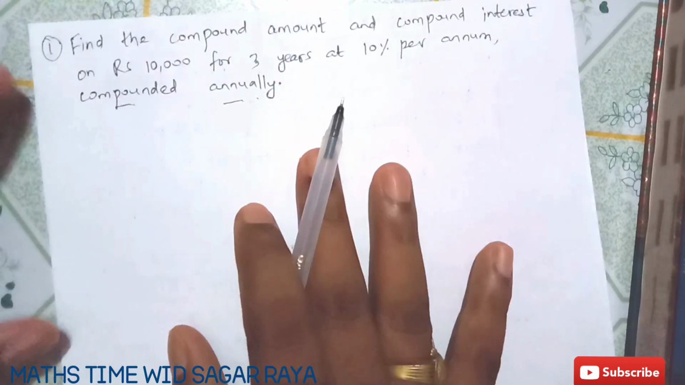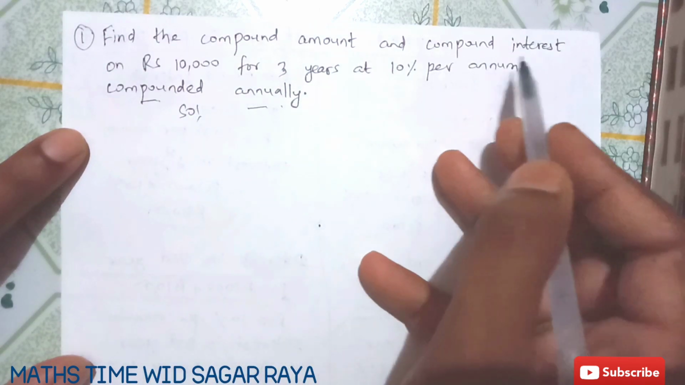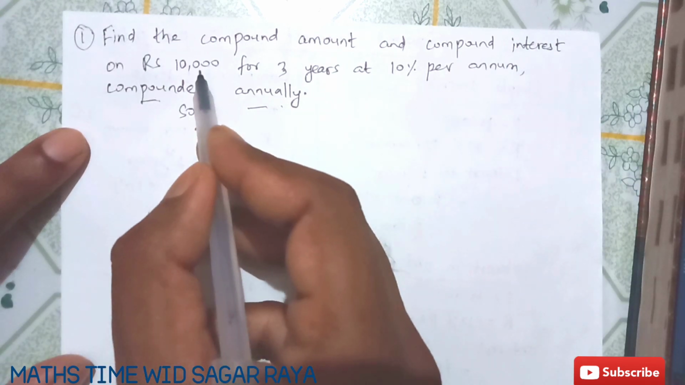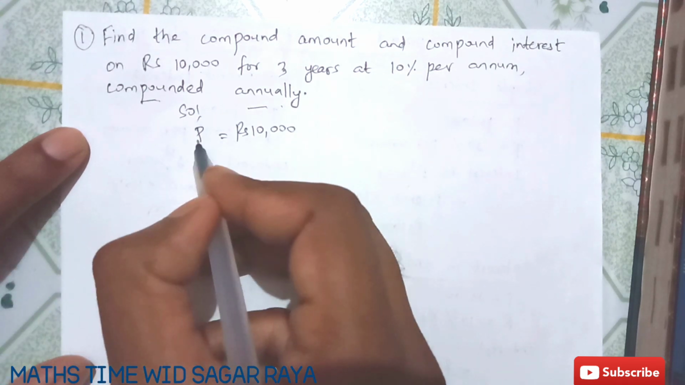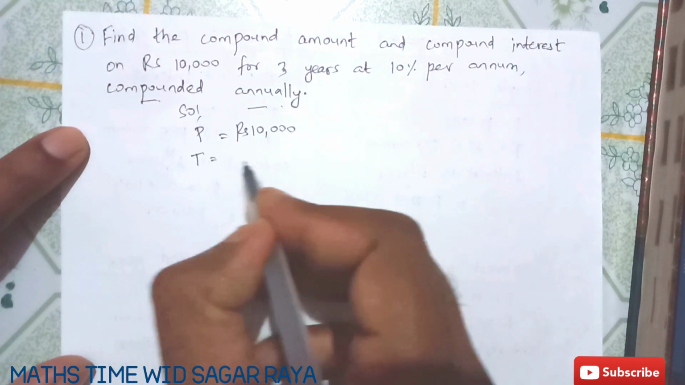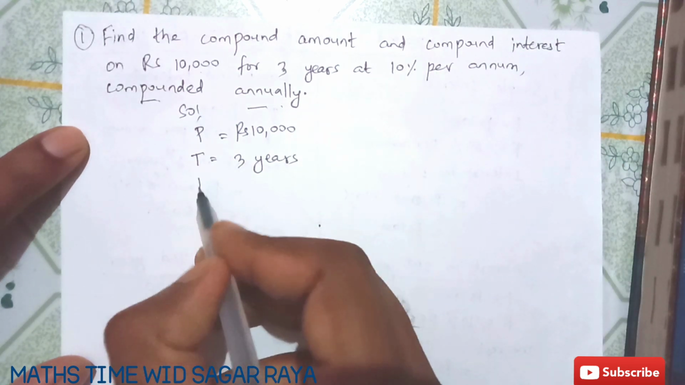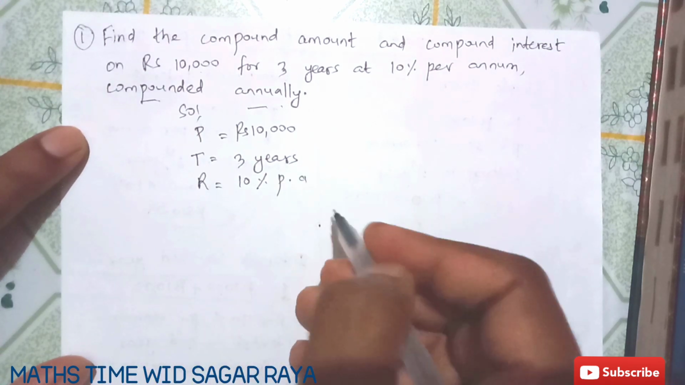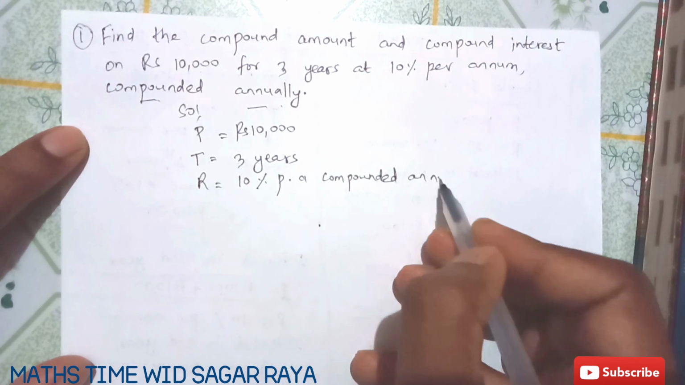Solution: find the compound amount and compound interest on rupees 10,000. So compound interest on rupees 10,000 means this principal is given rupees 10,000. So principal is denoted by P, and for 3 years it is always time. So time is given 3 years at 10% per annum. This one is the rate. So 10% per annum we can write PA. So compounded annually, I will write here compounded annually also.